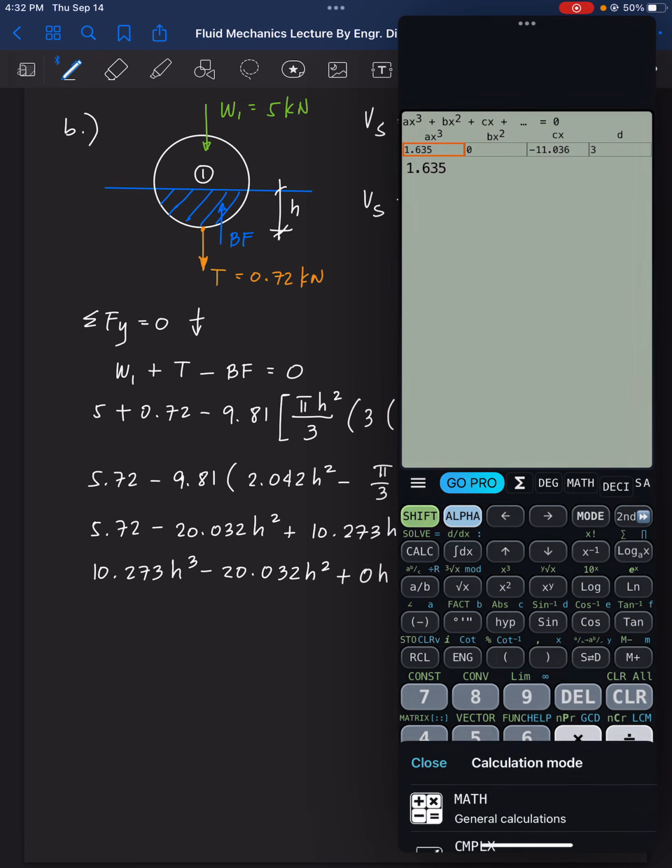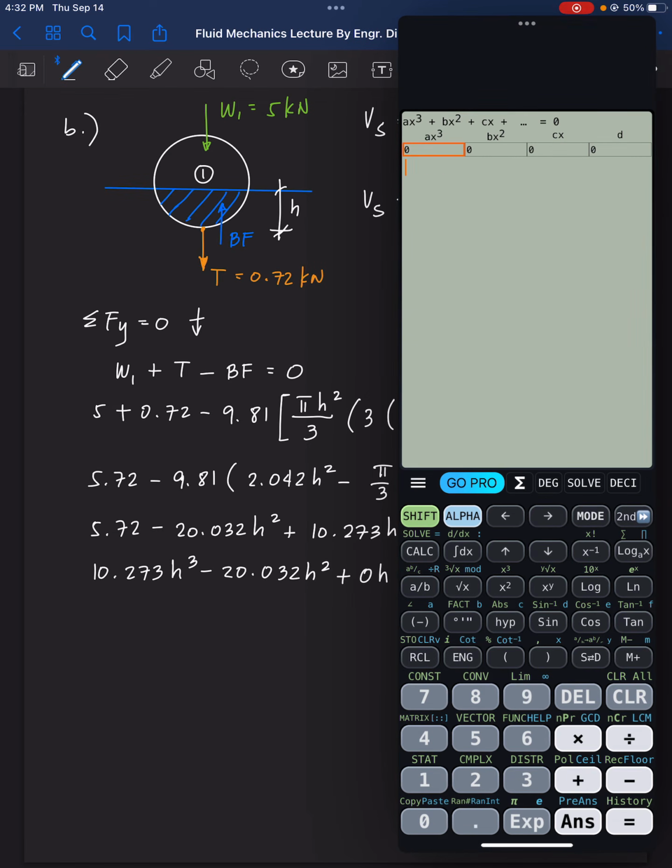Mode, degree 3. Okay, it is 10.273, negative 20.032, 0, 5.72. So 1.773 for H1, 1.773 meter. For H2 is equal to 0.656 meter, and for H3 that is negative 0.479 meter.